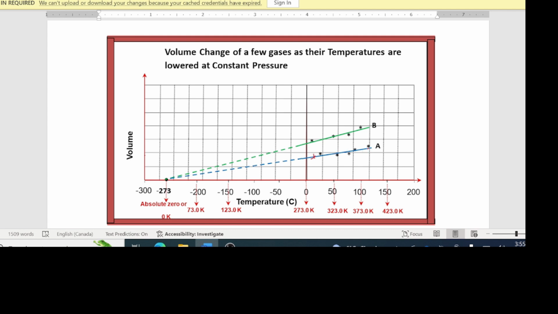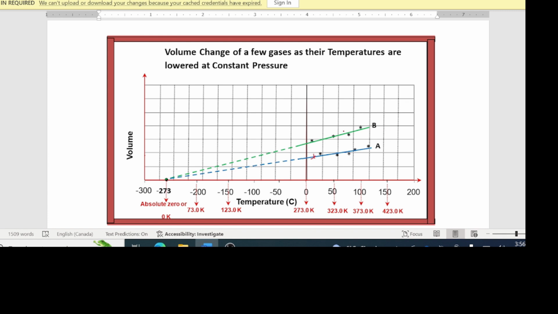But what happens with gases is this. If you lower the temperature of a real gas below a certain low temperature, it liquefies. So we cannot investigate the volume of a gas below that temperature because we won't be having a gas. It liquefies. But if you wanted to know what the volume would have been, you extrapolate this graph. So you project this graph right back there. And what you'll find is that it will cut this temperature axis here at negative 273 degrees Celsius.